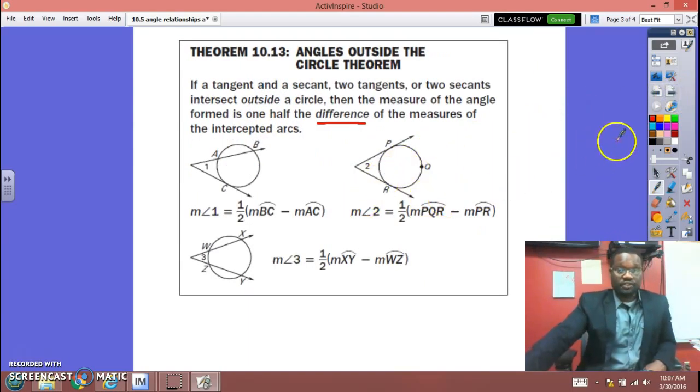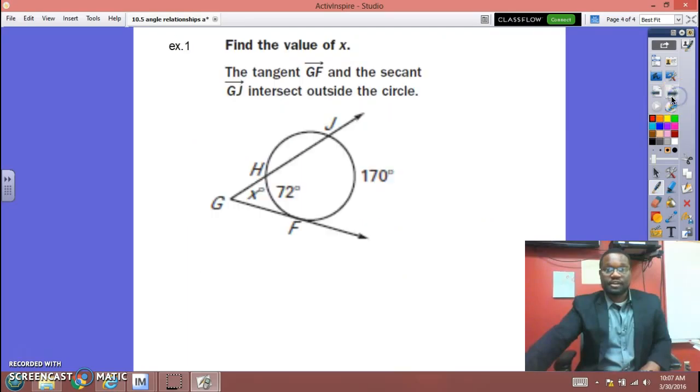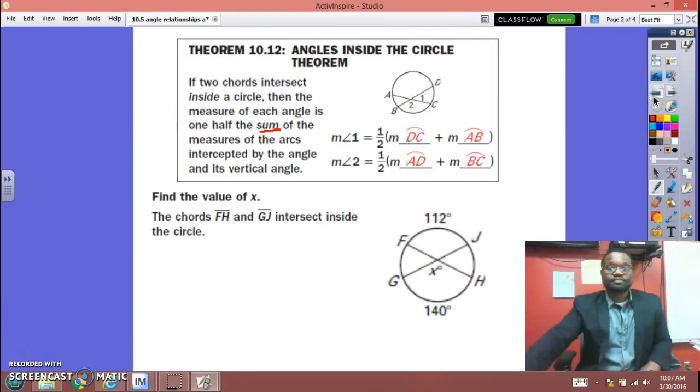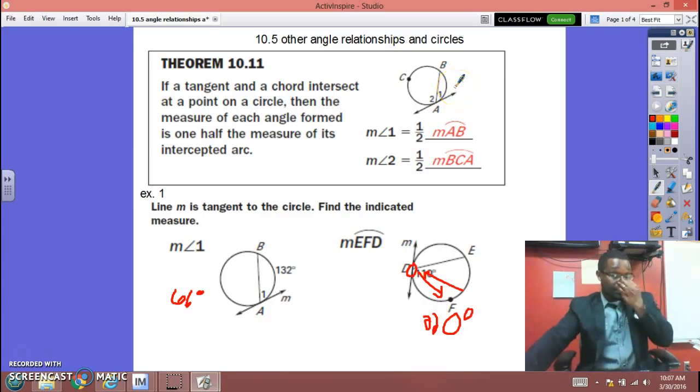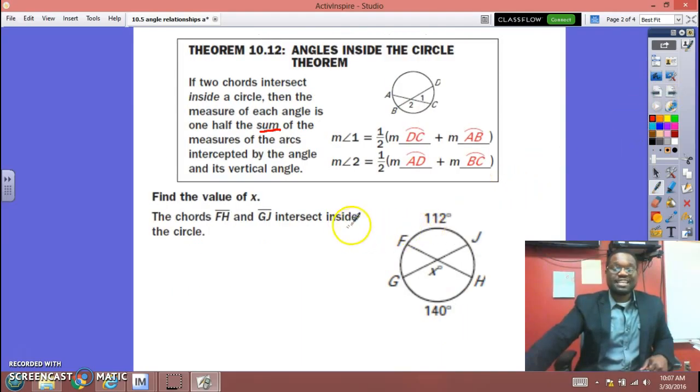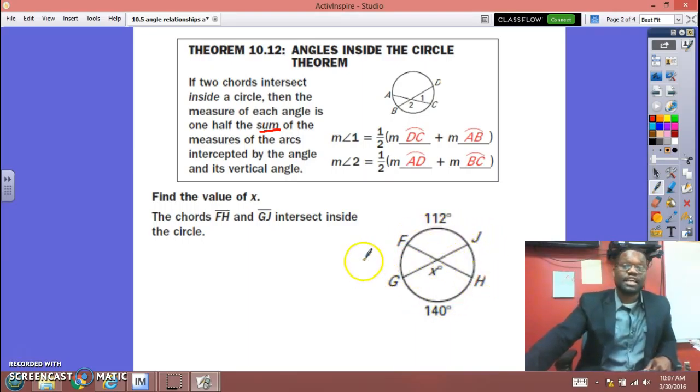So here's what you have to do. If you haven't figured it out yet, you have different intersections. Whenever your vertex is on the circle, it's divided by 2 for the angle, multiply by 2 for the arc. The arc is times 2. The angle is divided by 2. Whenever you intersect inside the circle, you have to add and divide by 2. So basically, you take the average of the intercepted arcs if the vertex, or the intersection, is inside the circle.